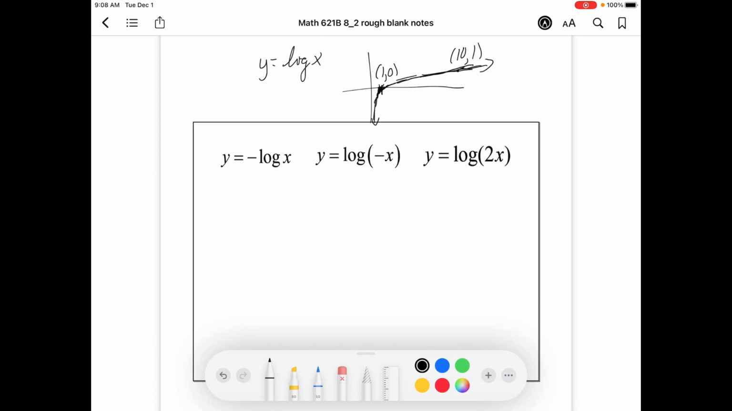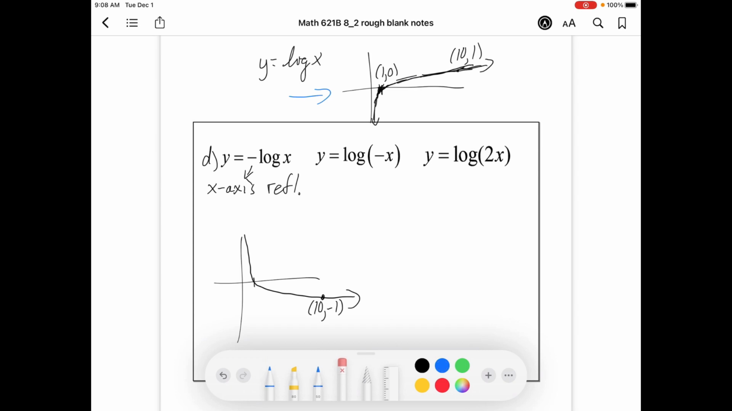We'll do 3 more of these log base 10 graphs. Some of them I think you can probably just do by inspection, by looking at it. So this one here, we'll call it D. It's got an x-axis reflection. So some people are going to be able to just look at this and go, oh, well, now it looks like this, and that point that was at (10, 1) is now at (10, -1), if I just compare it to the basic log x graph up here. For the rest of us, we may want to map it. So I'll go through mapping this one.